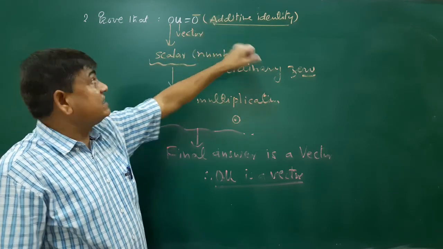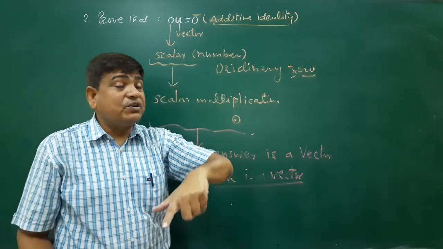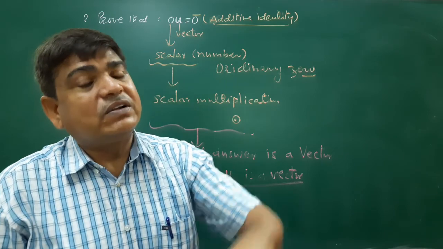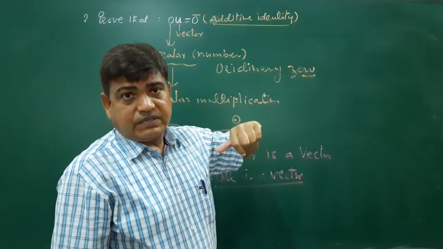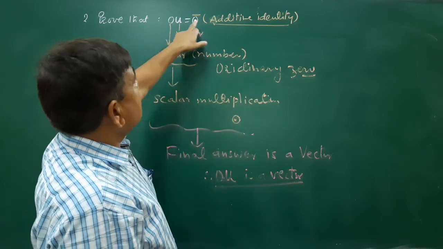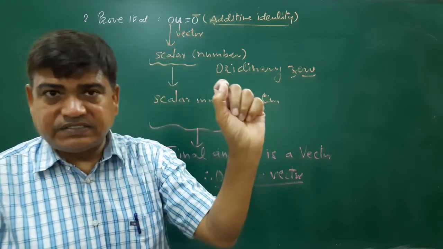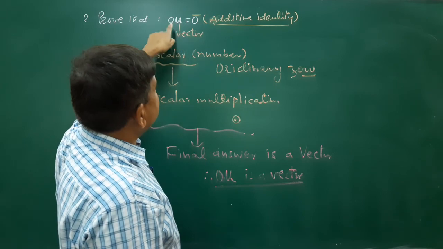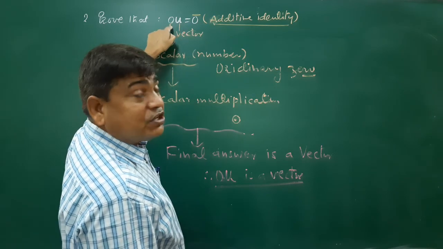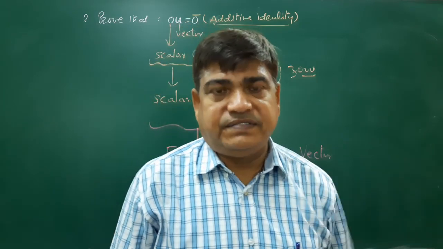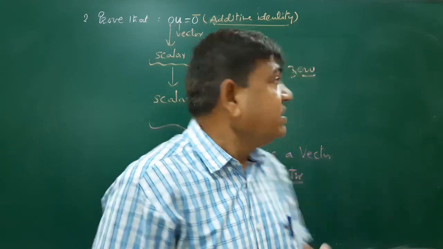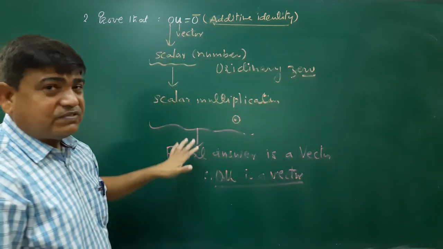side must be a vector, so it is not the ordinary 0, this is a 0 vector or null vector, that means the additive identity. To avoid the confusion, I put the bar over it, so you can make a difference between this one and this one. This is the ordinary 0, this is not the ordinary 0, this is the additive identity. This is a vector quantity. So we want to prove this one.